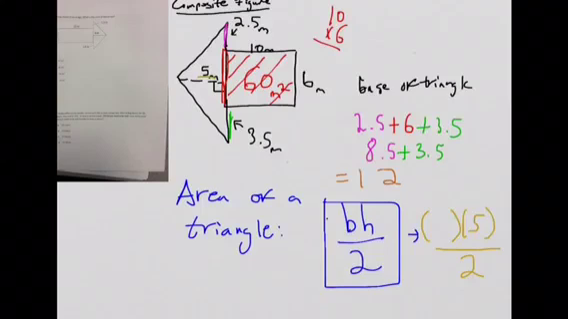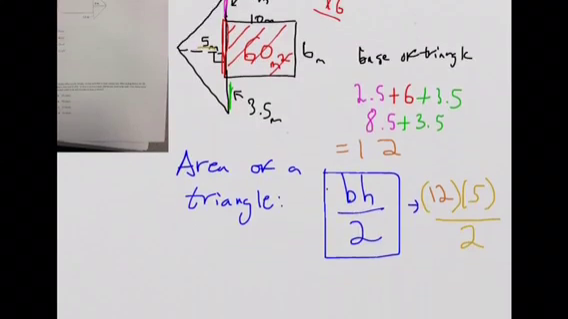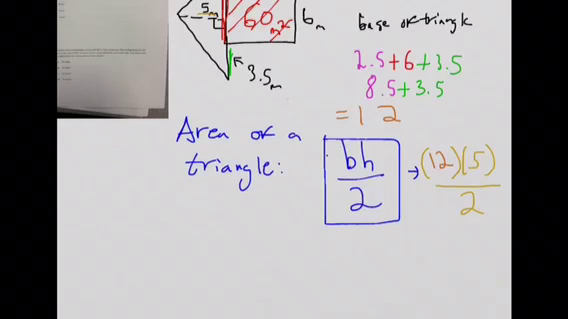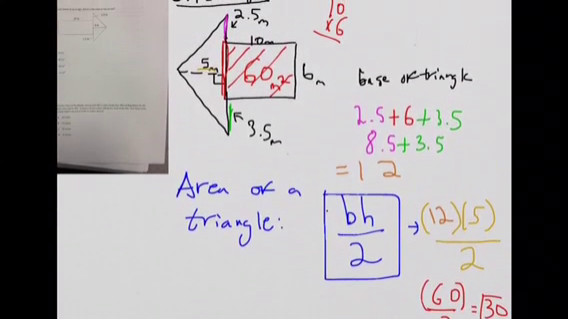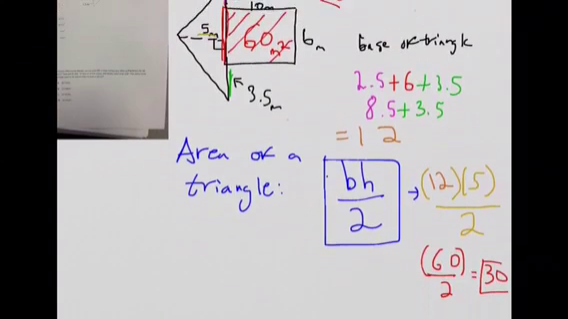That's the distance from here to here. So we'll plug this in here, 12. So now when I multiply 12 times 5, that's going to be 60 over 2, which is equal to 30. Okay, so now I know that the area of the triangle is 30 meters squared.